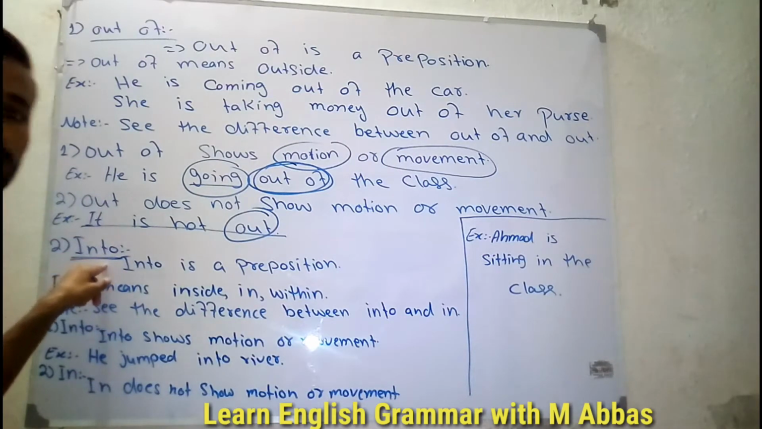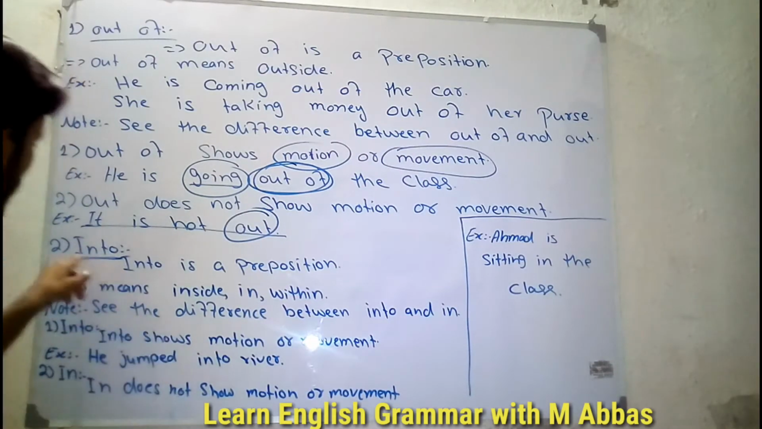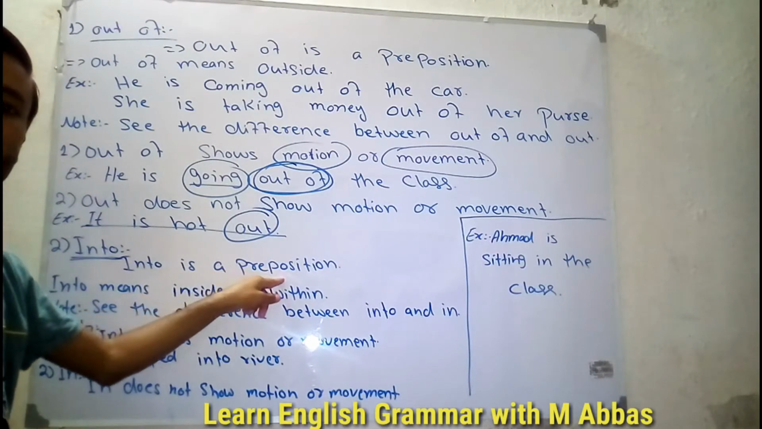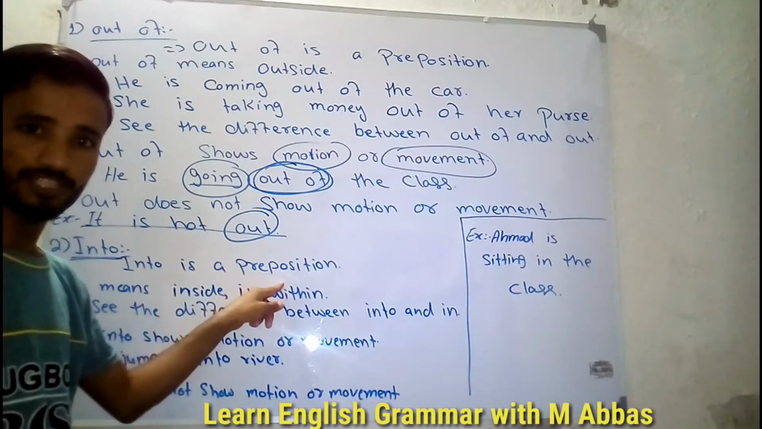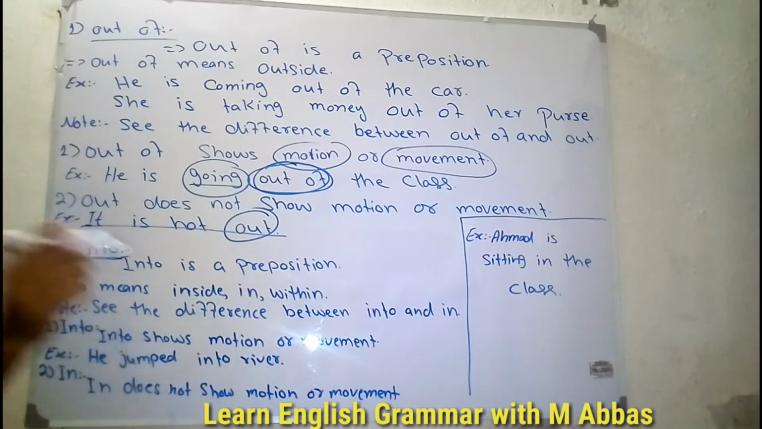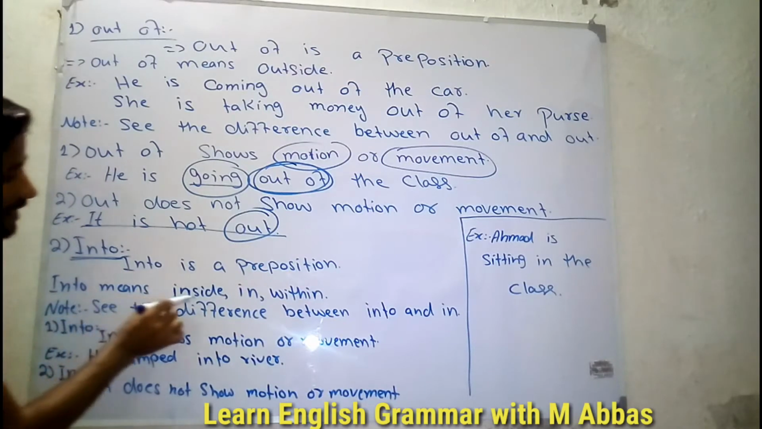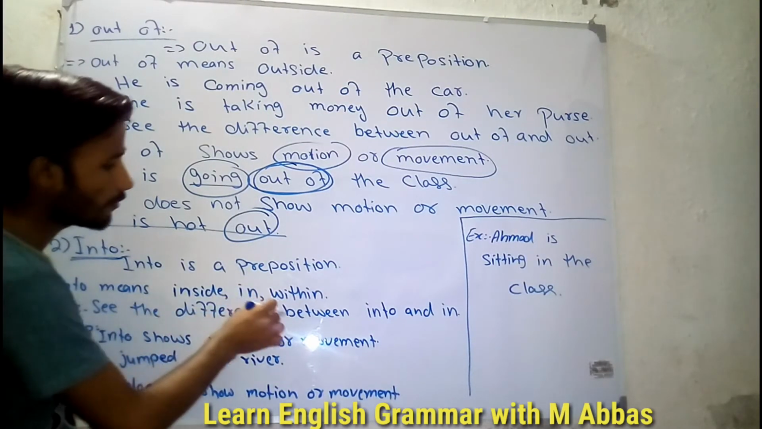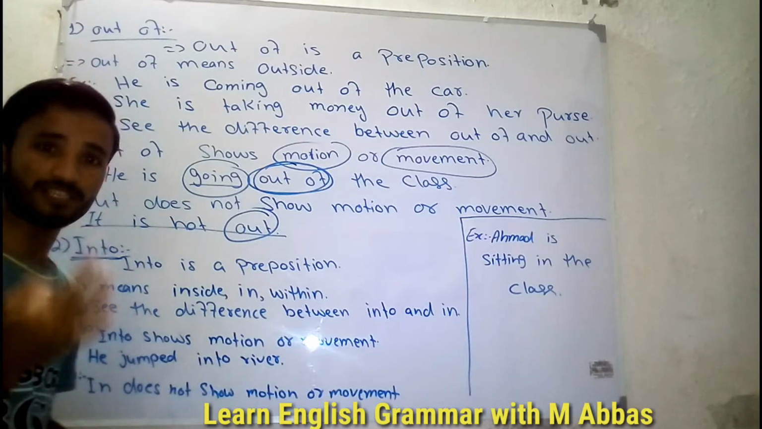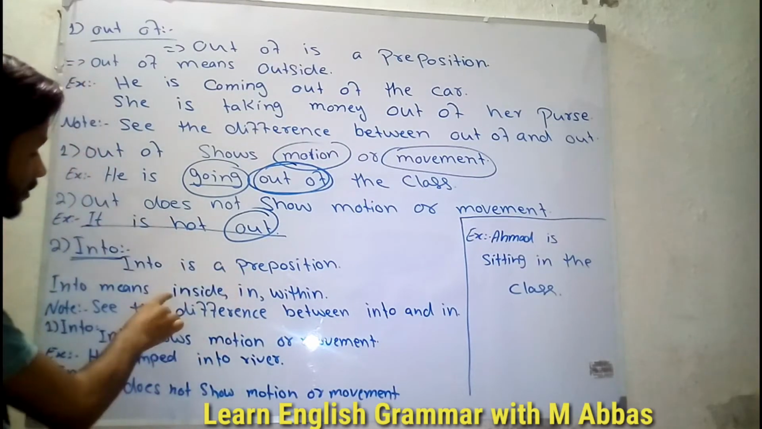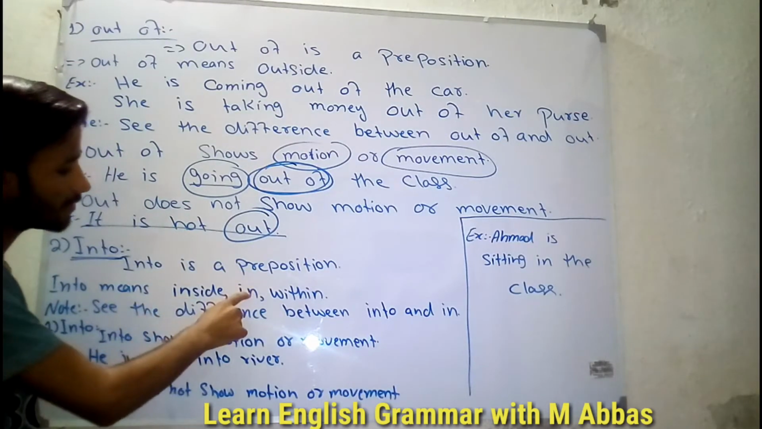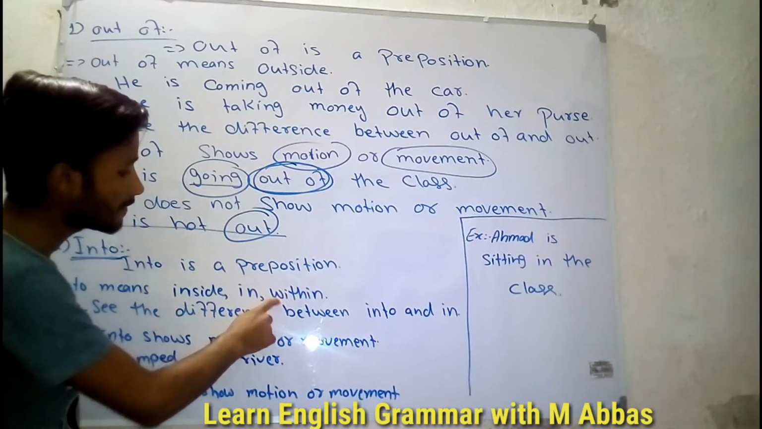Now what does into mean, or what is into, right? Into is a preposition according to the grammar. Is this clear? Now what does it mean? Into means inside, in, or within, right? It has three meanings. The one is inside, another one is in, and the other one is within.